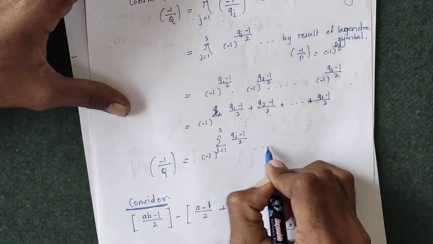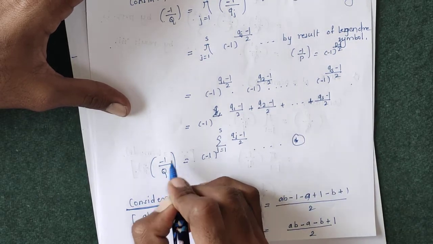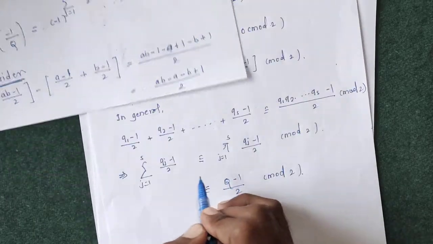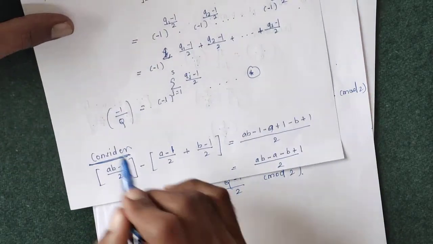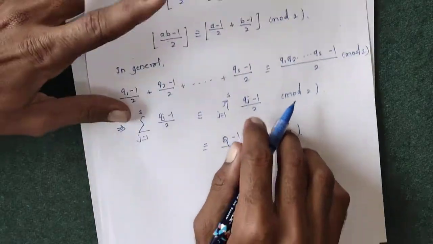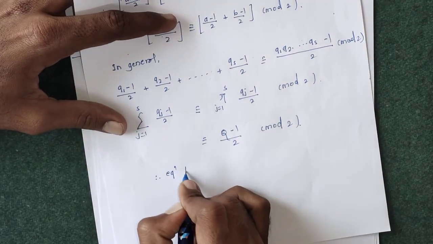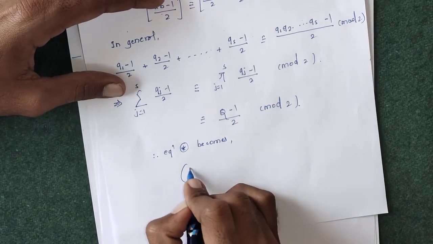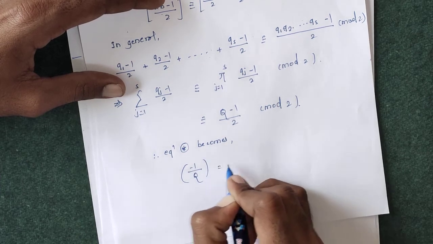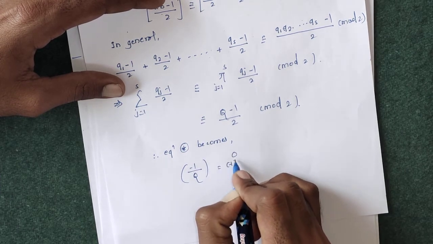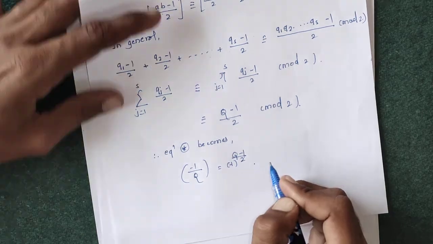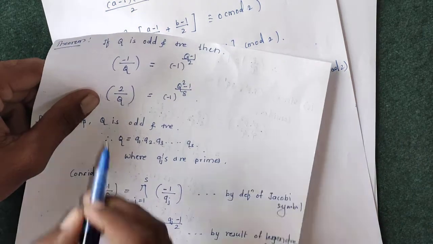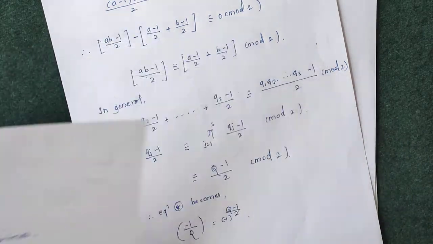Suppose we call this equation star: the Jacobi symbol of −1 and Q is equal to (−1) to the power of the summation, which is equal to (Q−1)/2. So, this equation star becomes the Jacobi symbol of −1 and Q equals (−1) to the power (Q−1)/2. Hence, the proof of the first result, that is, the Jacobi symbol of −1 and Q is equal to (−1) to the power (Q−1)/2.